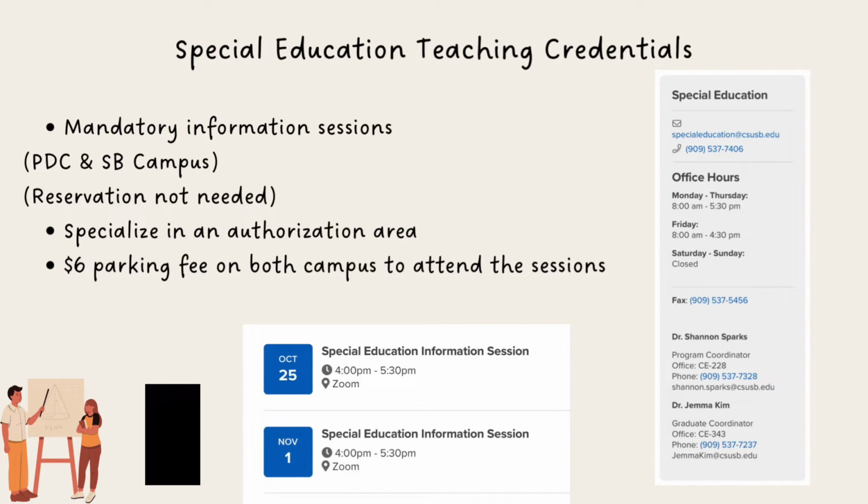Although before being fully admitted, you do have to attend an information session. They are offered at both campuses, San Bernardino and Palm Desert. You don't need a reservation to attend. There is a $6 parking fee at both campuses, as we all know. I have placed a little bit of the following information sessions. You can find the rest on the CTC website in CSUSB under Special Education Teaching Credentials.